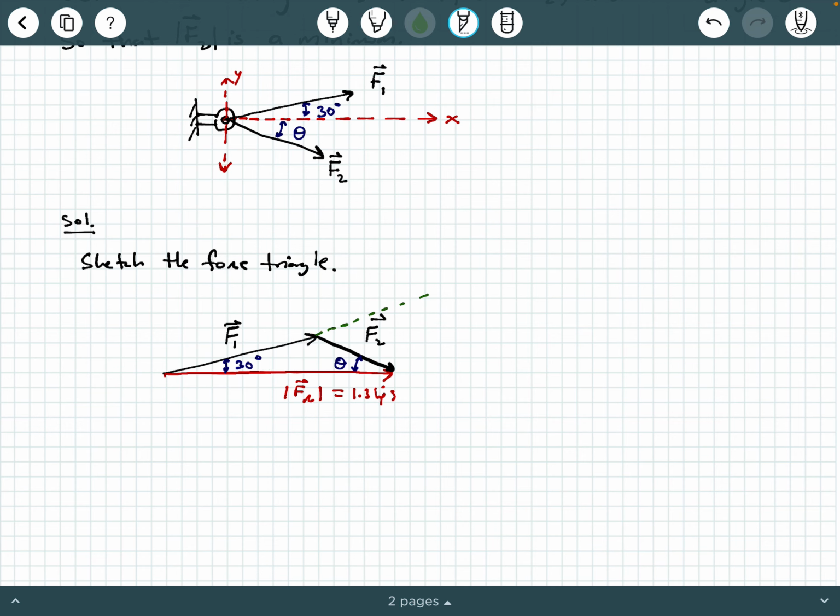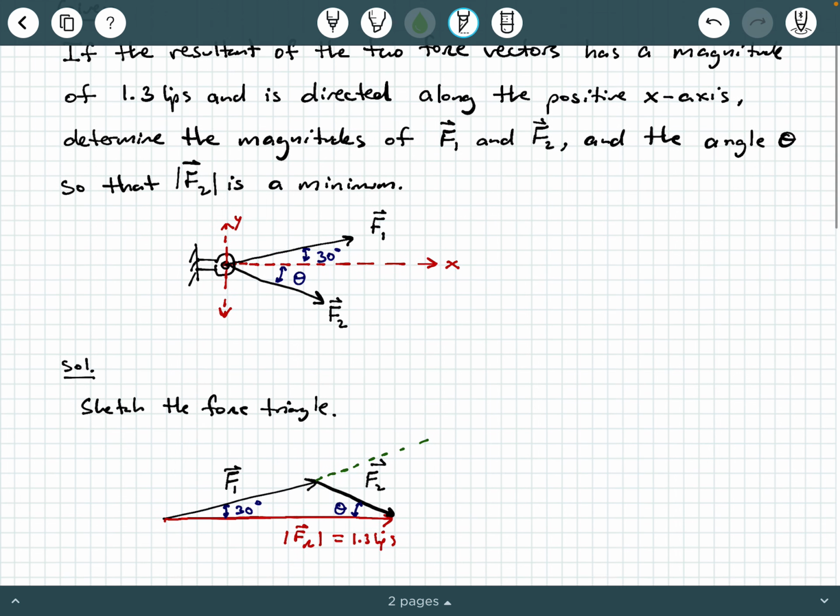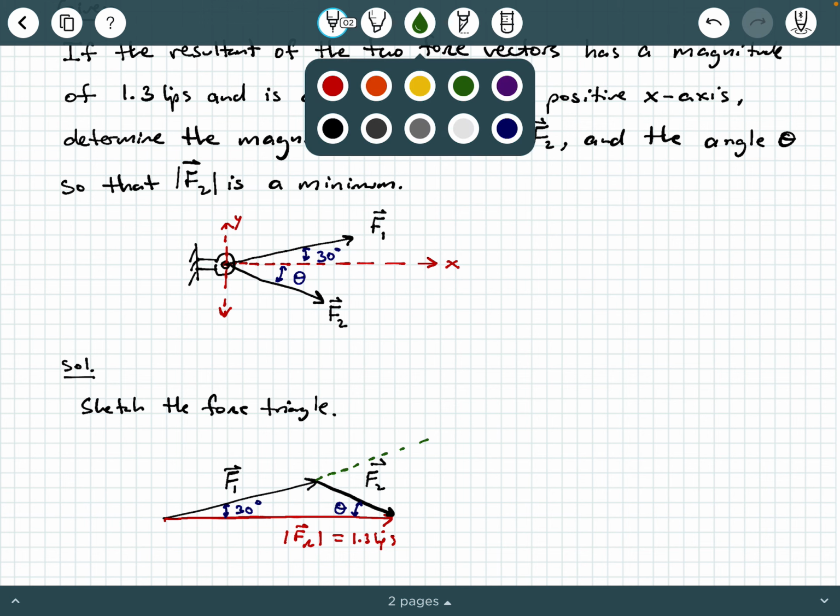It could even be oriented out here if I were to project FR out, okay? Again, remember, both F2 and theta are unknowns, right? So the length of F2 and its orientation are both not known. But what we were told was that F2, the magnitude of F2 should be a minimum. So how do we accomplish that?